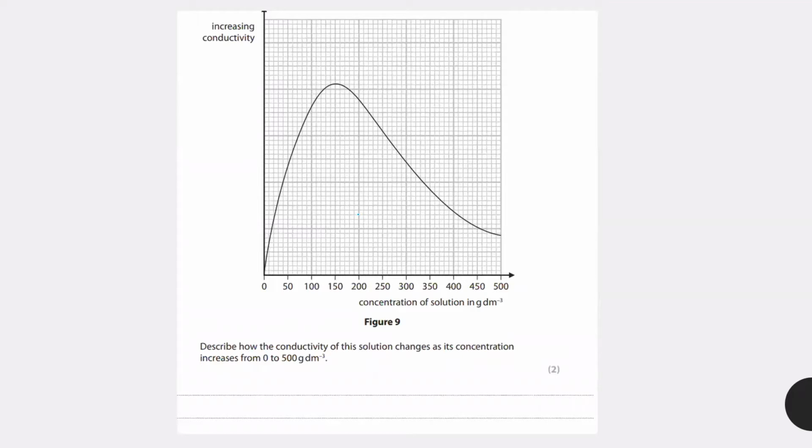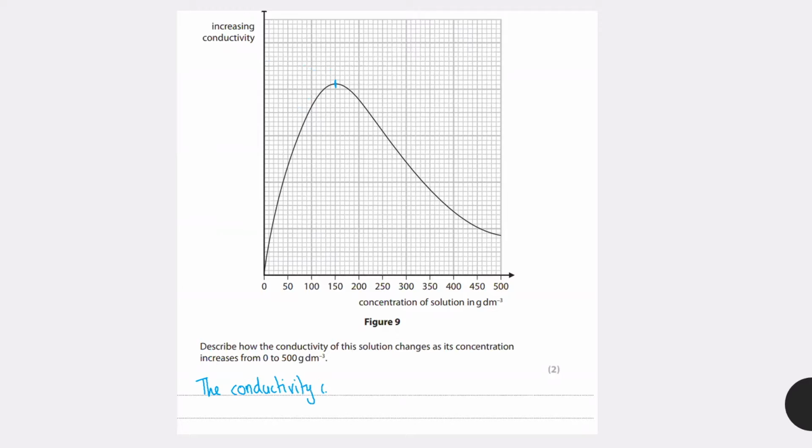Okay, so we've got a graph of increasing conductivity against concentration of the sodium chloride solution in grams per dm cubed. Describe how the conductivity of this solution changes as its concentration increases from 0 to 500. It's 2 marks because it's in 2 parts. The conductivity peaks about here, at 150. This is only 2 marks, so you have to write 2 statements.